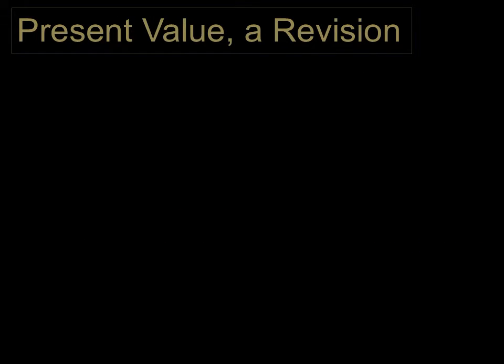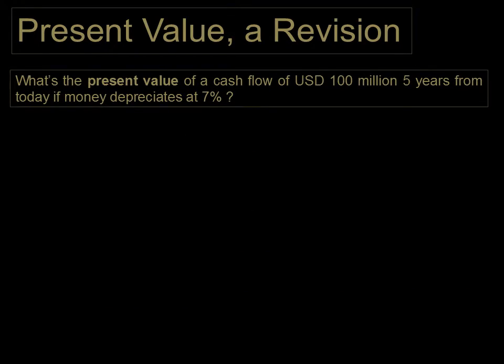Small revision for all of you who've missed out on time value of money. What is the present value of a cash flow of USD 100 million 5 years from today if money depreciates at 7%?